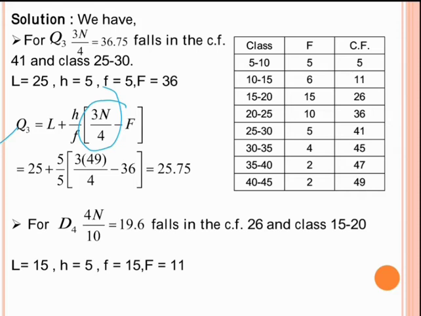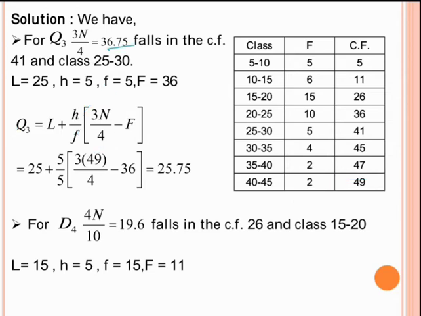Okay, and what is n? N is the total of this frequency. It must be 49, right? Because the last term for the CF is 49, so definitely n will be equal to 49. Now see, we'll calculate 3 into capital N, that is total of F, divided by 4. You get 36.75.